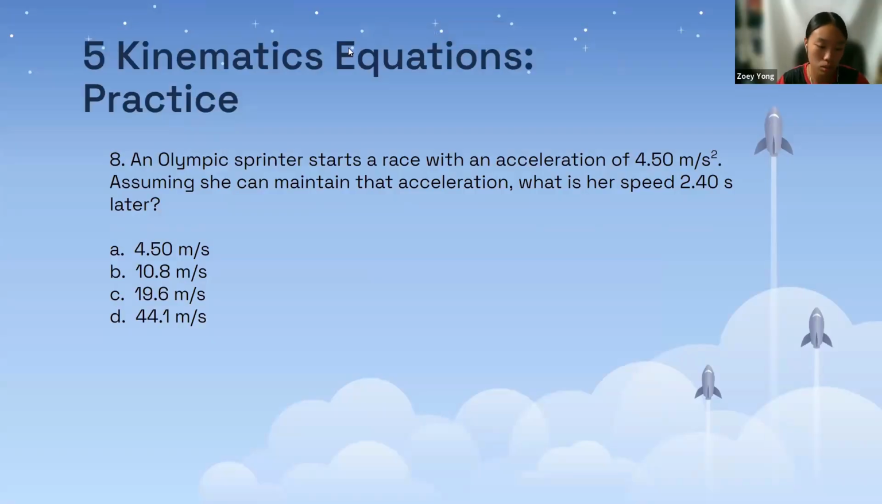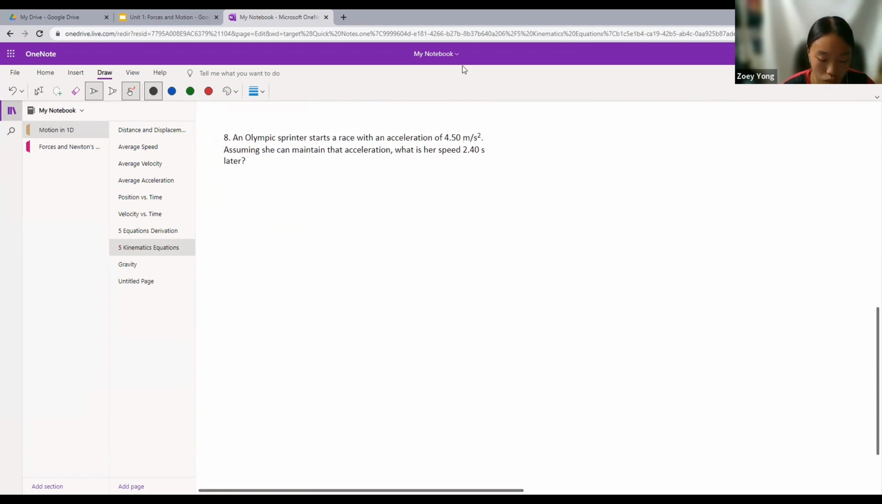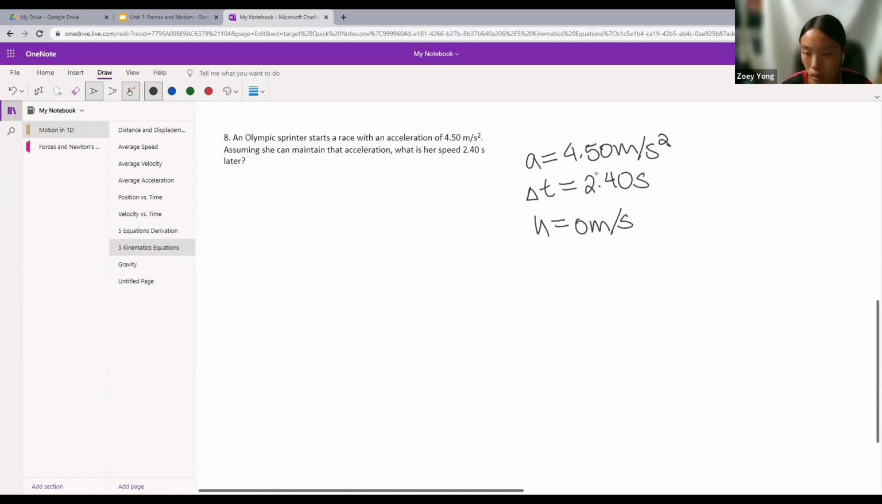Here's a practice problem. An Olympic sprinter starts a race with an acceleration of 4.5 meters per second squared. Assuming she can maintain that acceleration, what is her speed 2.4 seconds later? First thing you can do is write down what you're given. Acceleration equals 4.50 meters per second squared. The change in time, delta t, is equal to 2.40 seconds. The question says the sprinter starts the race with this acceleration, so that means she started from rest. Because you start a race from rest, u equals 0 meters per second.